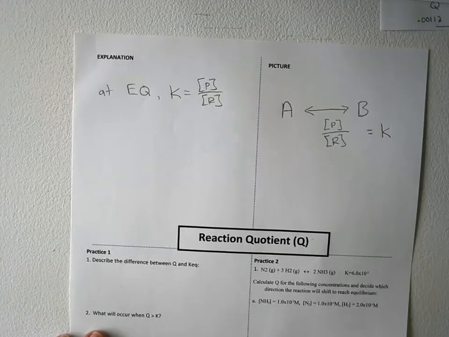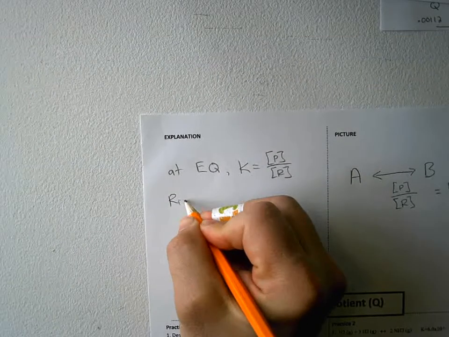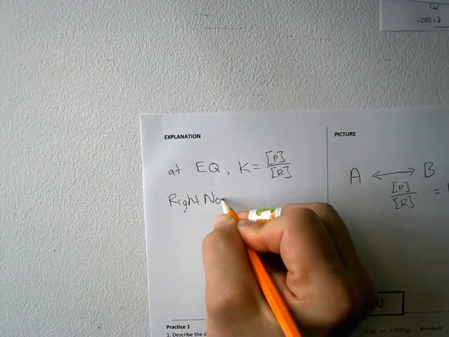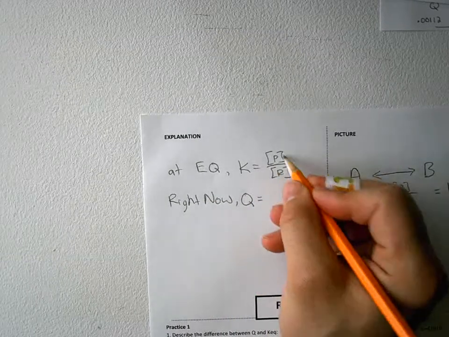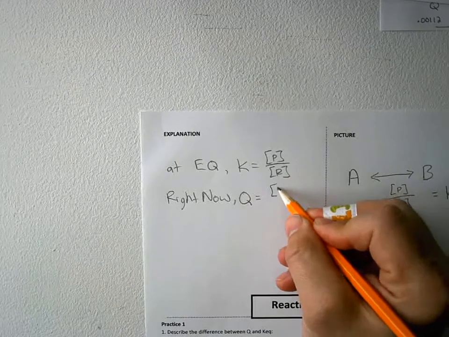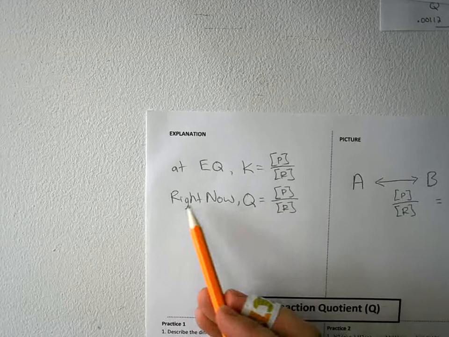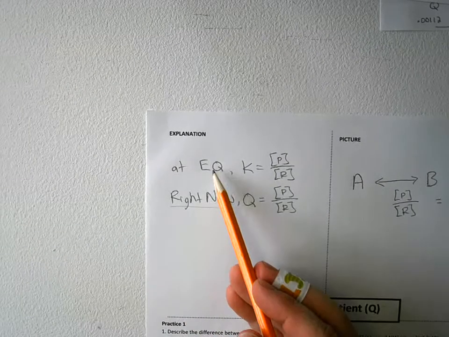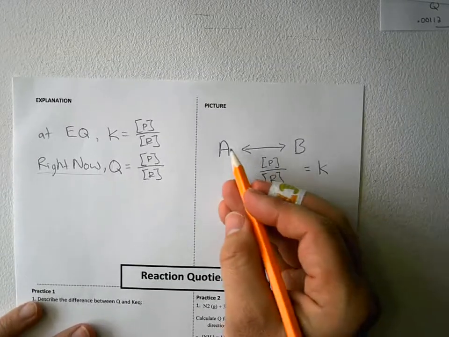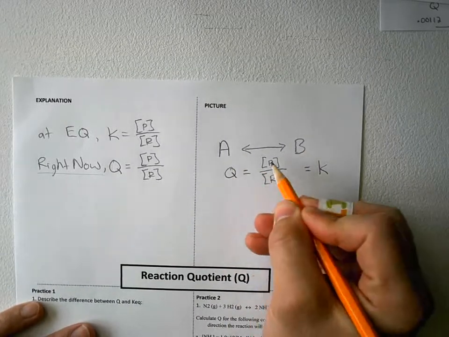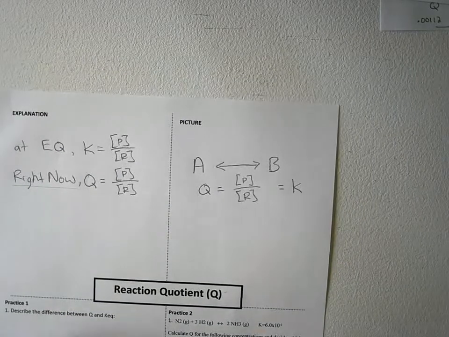Okay, now what about if we're not at equilibrium? Like right now, what's going on? So right now, if we ever want to know what's going on right now, we have a different variable called Q. And Q is actually the same expression as K. It's still the concentration of products divided by the concentration of reactants. It's just telling us what we have right now, which could be at equilibrium, but oftentimes not. So now if we look back over here at our reaction, Q is also equal to the concentration of products divided by the concentration of reactants.